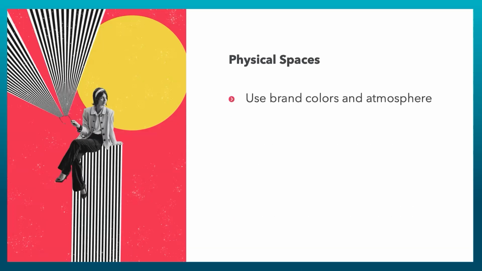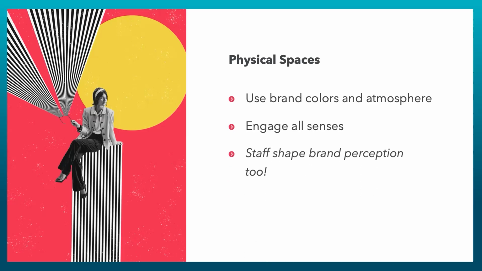Include your brand colors in the space and try to create a feeling that is in alignment with your brand personality. For example, if your brand is warm and inviting, your space should be too. Think about all the senses. For example, what music is playing? What scents do people associate with your space? If you have staff, they also impact the perception of your brand. If they're welcoming and helpful, that reinforces a positive perception.